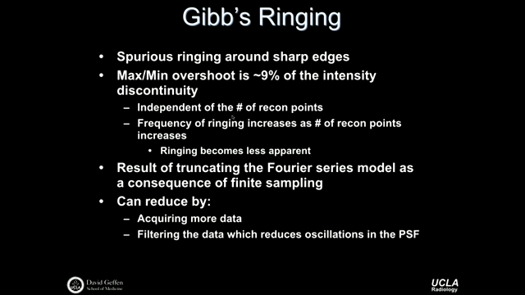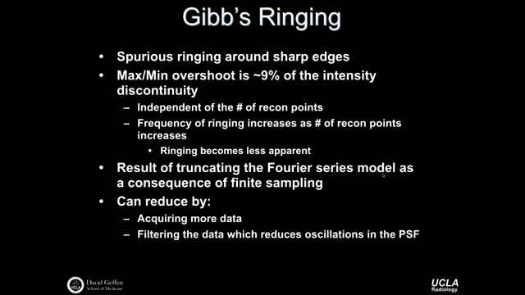The overshoot is basically independent of the number of reconstruction points, but the frequency of that ringing, that sort of banding artifact that you see, increases as the number of recon points increases. And that's actually a good thing, right? That means that if we can increase the number of reconstruction points through zero padding, for example, we can make that ringing become less and less apparent. So we want to squash that Gibbs ringing, if you will. There's two different ways of doing that. It really results from truncating the Fourier series model.